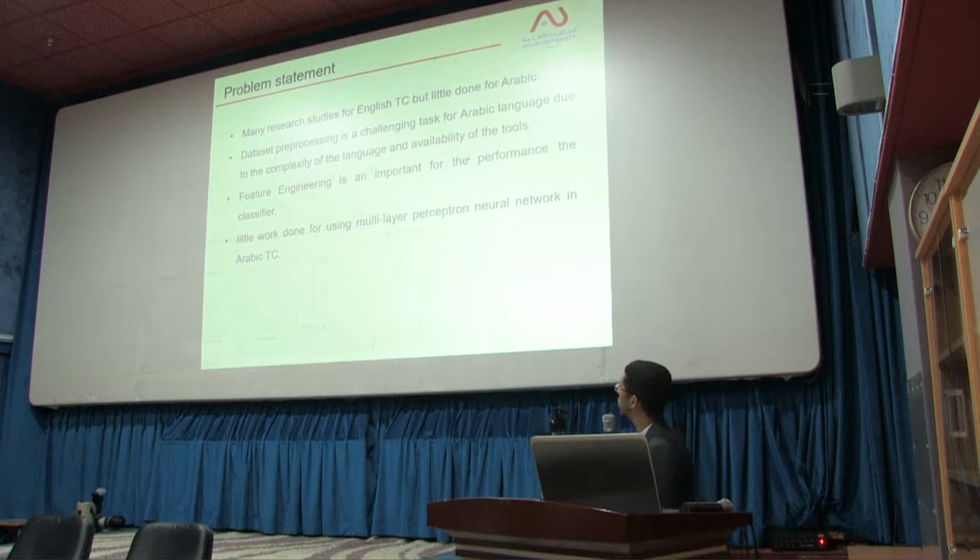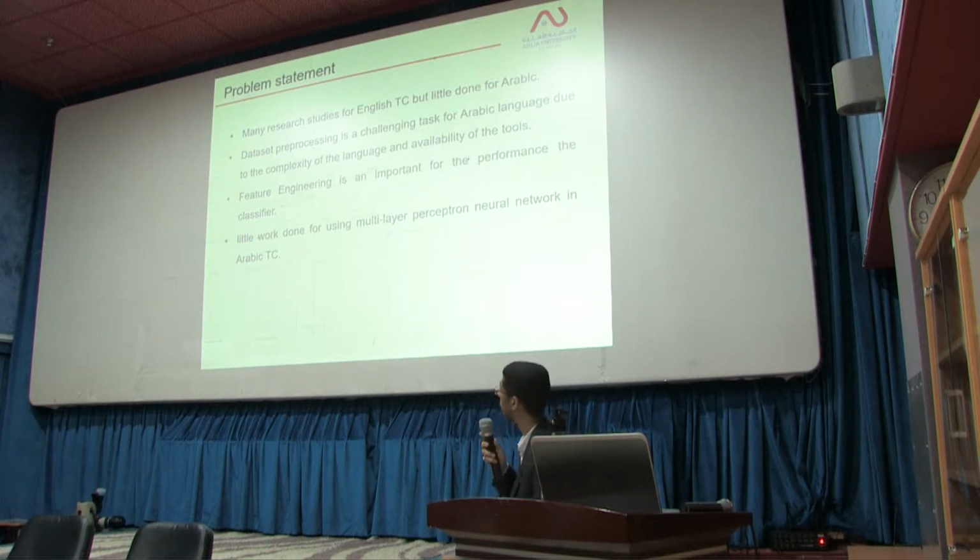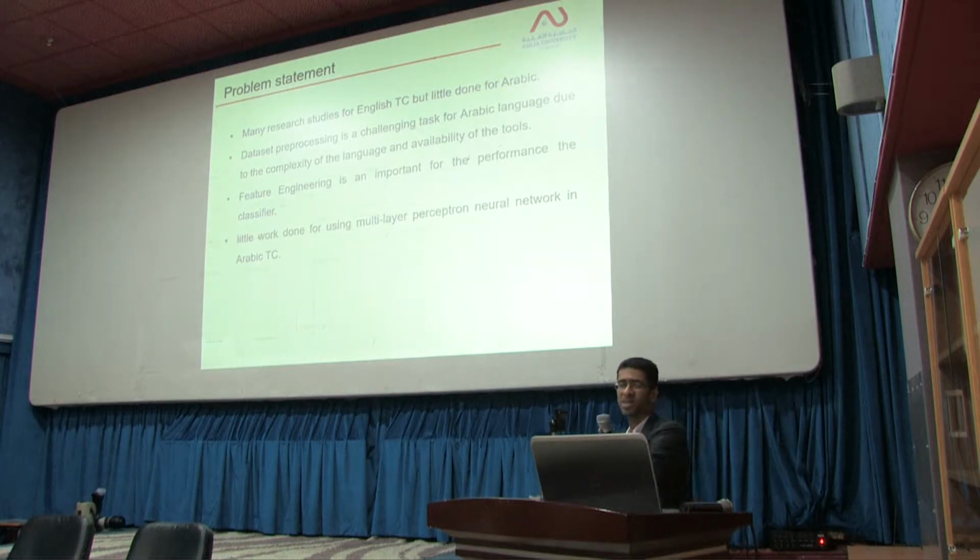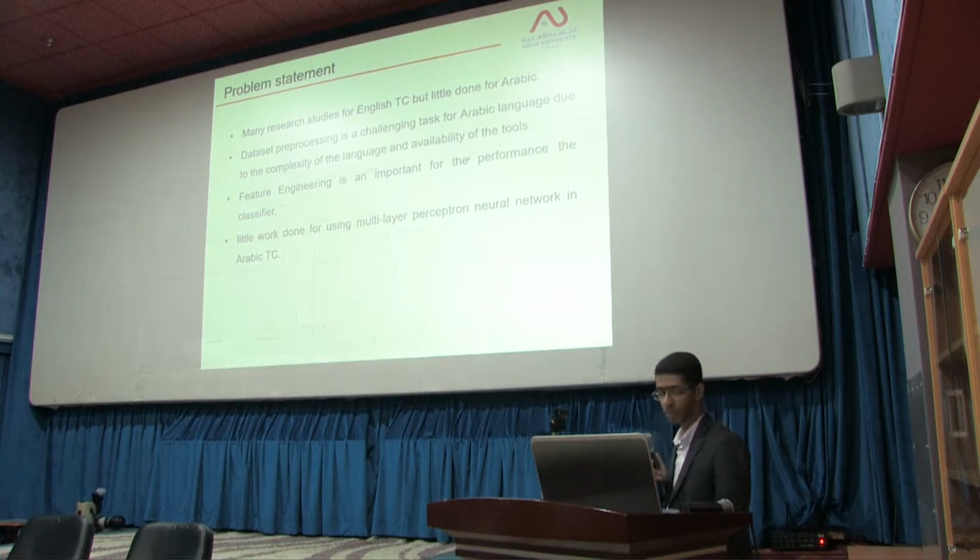Another thing is that feature engineering is an important stage for the performance of the classifier. It means that after pre-processing the data, we have to analyze the Arabic features and apply relevant techniques for them. Another aspect to mention is that little work has been done on neural networks in Arabic text classification. Few papers apply neural networks for Arabic text classification, maybe not exceeding 5 papers, if not 3, as I remember.